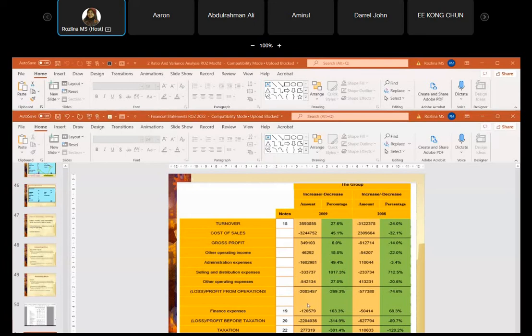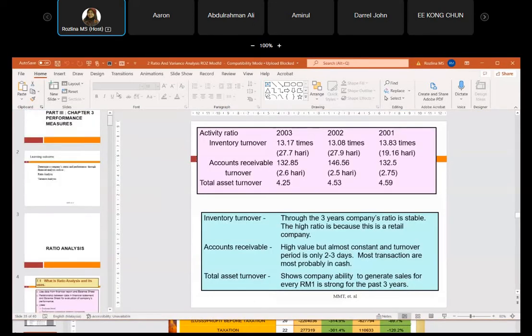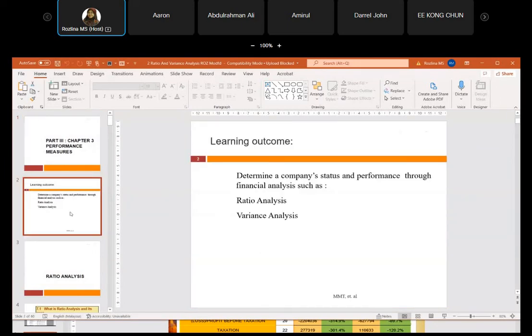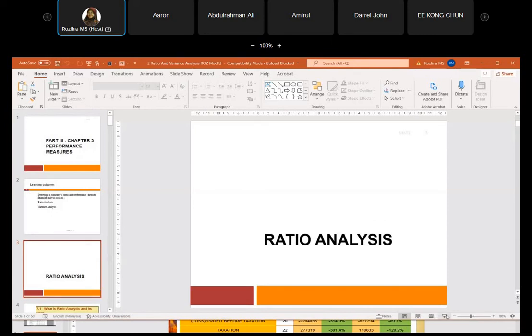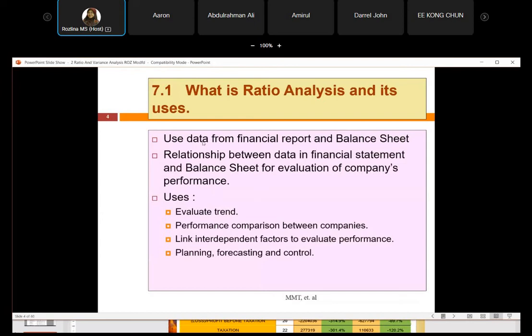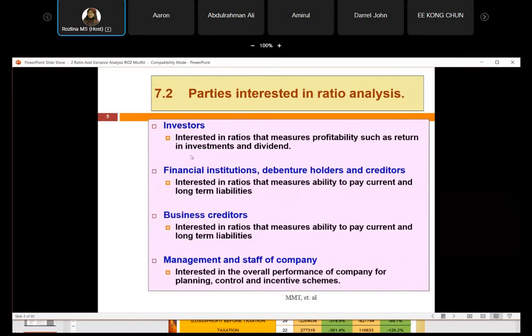Now we go to the performance measures, because this one only uses the formula. I don't want to make it longer. Okay, ratio analysis. Under ratio analysis, we have some terminology. We use the data from the financial report and balance sheet, and we will see the relationship between the financial statement and balance sheet to evaluate the trend.